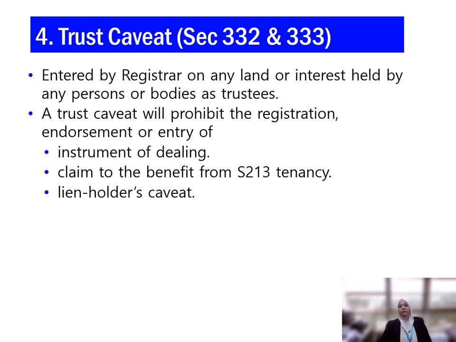So, for instance, for a guardian of a minor just now. So the registrar can enter a trust caveat on the land to freeze, to avoid, for instance, the guardian just now selling the land off to another person. Because on the land now there is a trust caveat, that will alert the buyer, that will alert the registrar, for instance, if there's an attempt to transfer the land. Because the land is now under a trust. It does not belong to the guardian. It does not belong to the board of trustees, for instance. So a trust caveat may be entered onto the land.